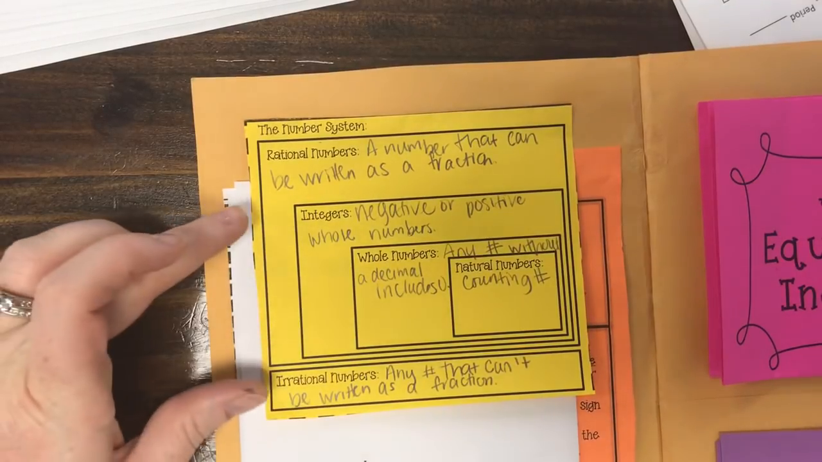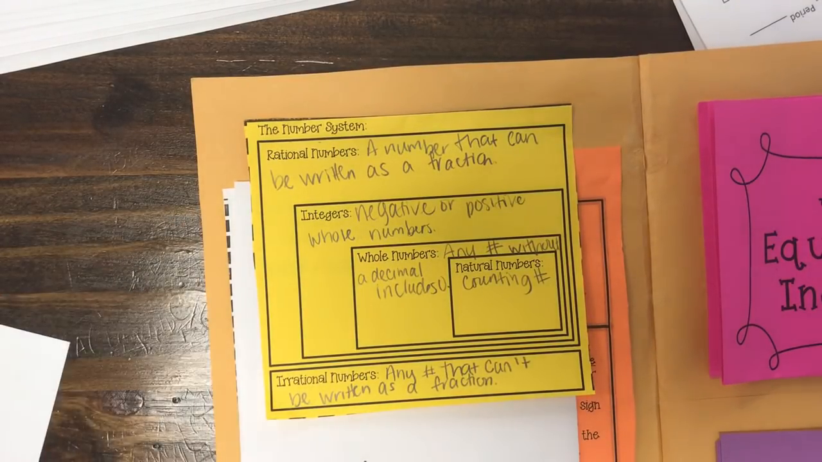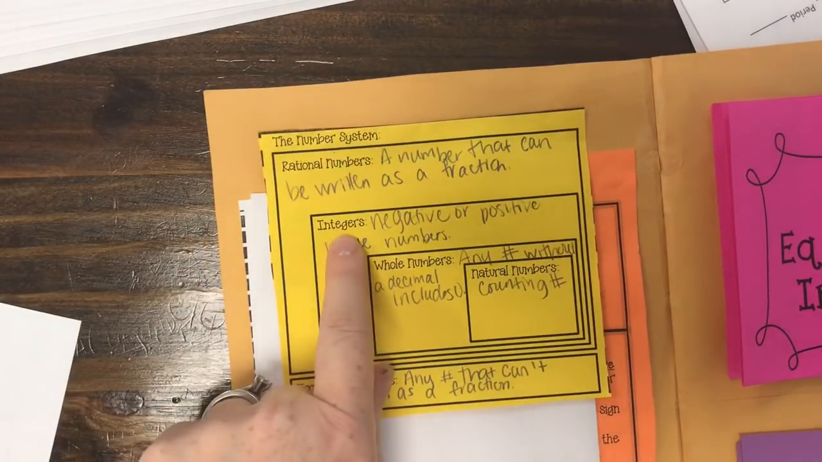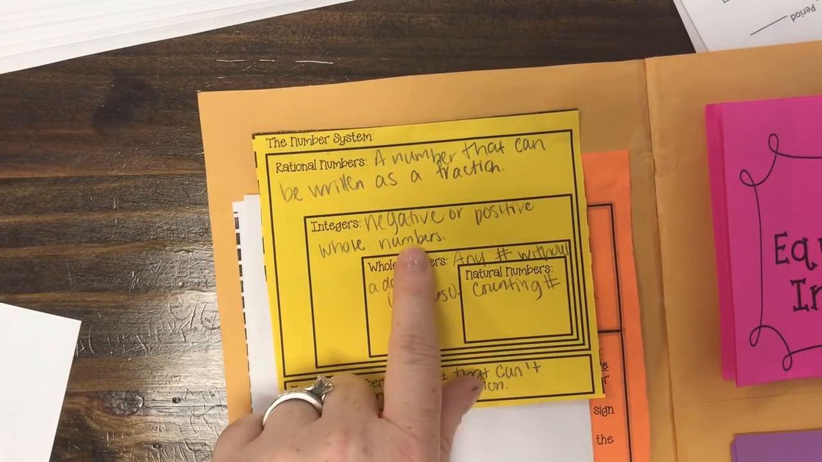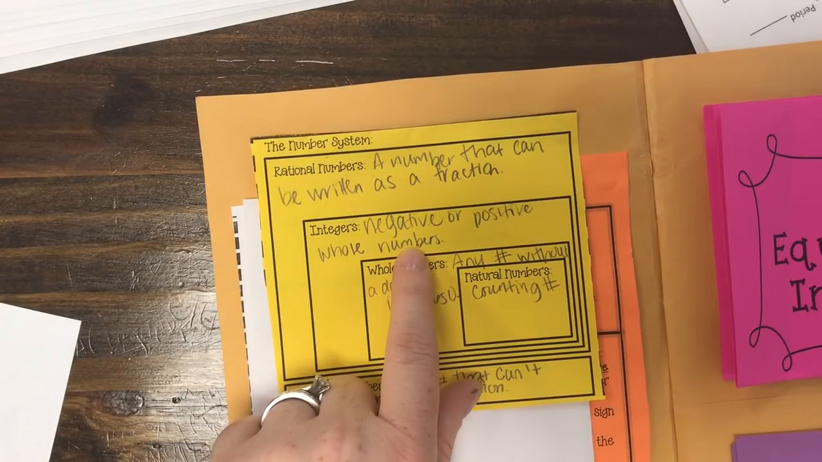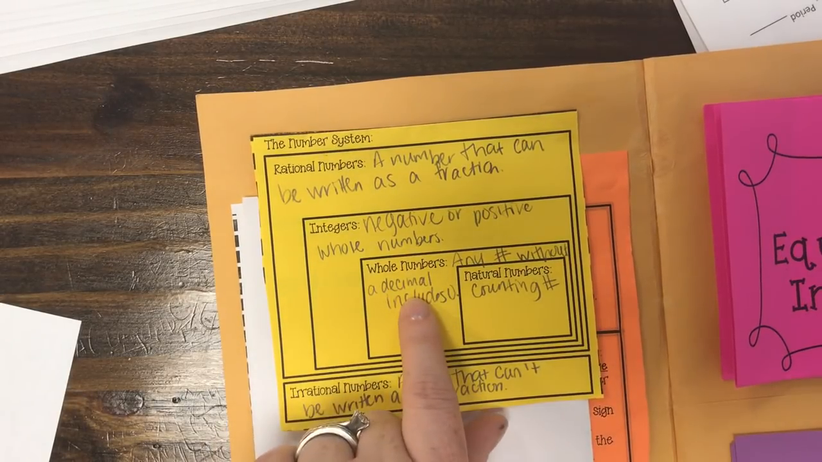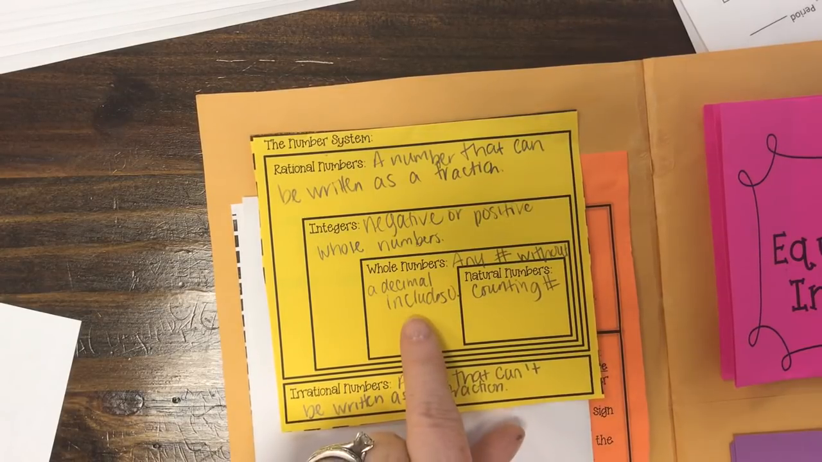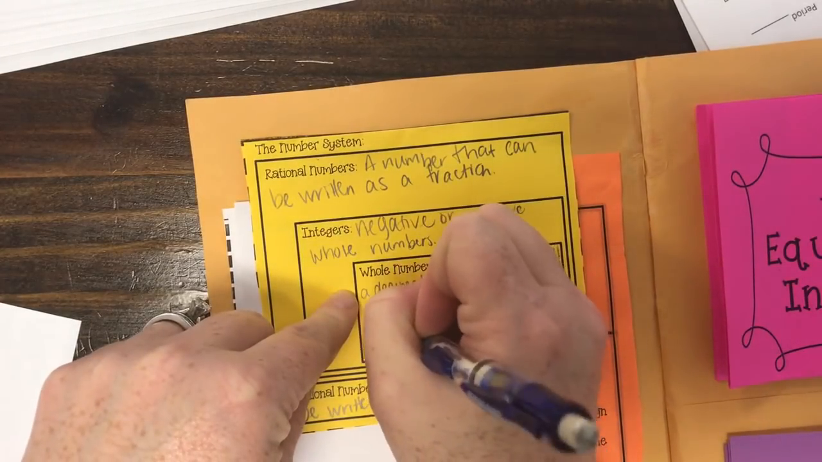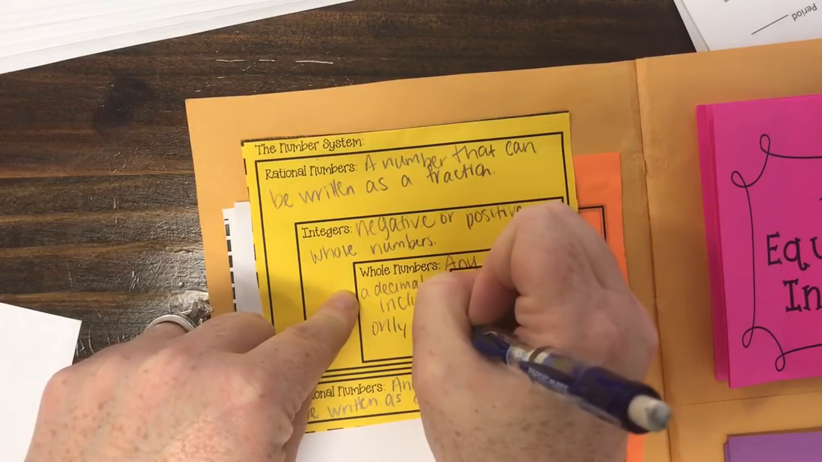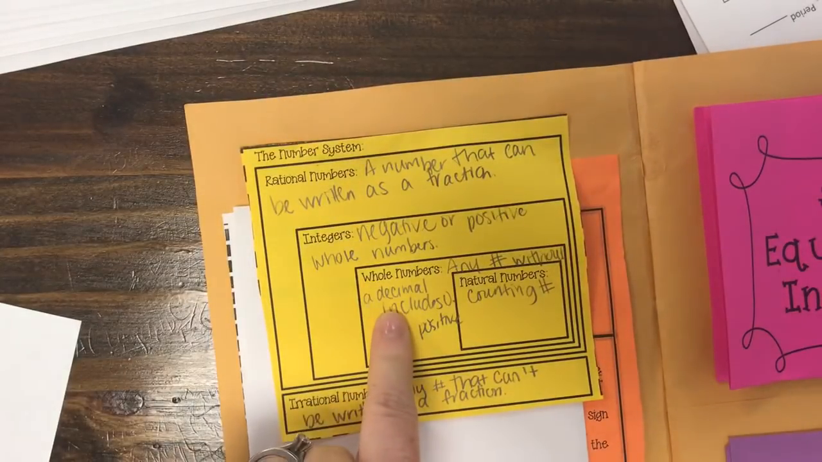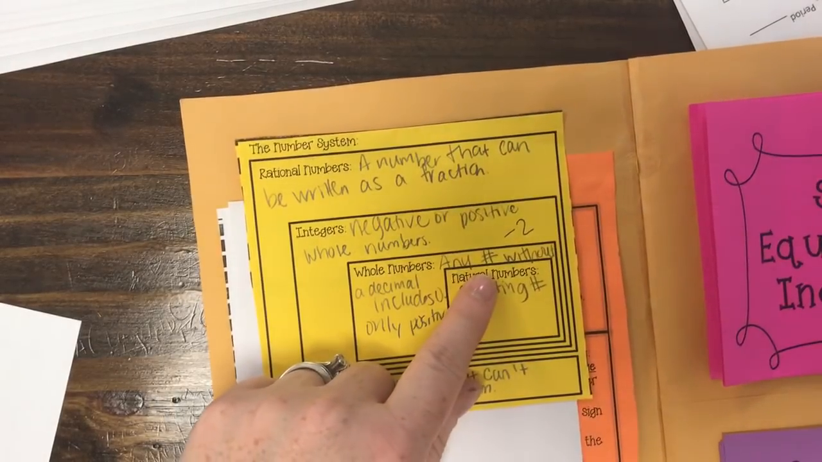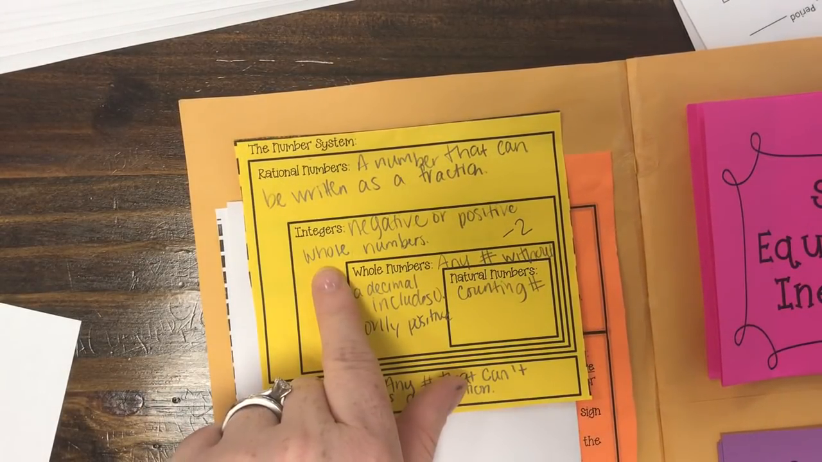Is it rational or irrational? Well, it's rational. So we move down. Is it an integer? Negative or positive whole numbers? Well, yes, it's a negative whole number. So we go down here. Is it any number without a decimal, includes 0? Only positive. I should have put only positive here. Okay. So does it fall into whole numbers? No, it would stop right here. So -2 would be in your integer section, okay?